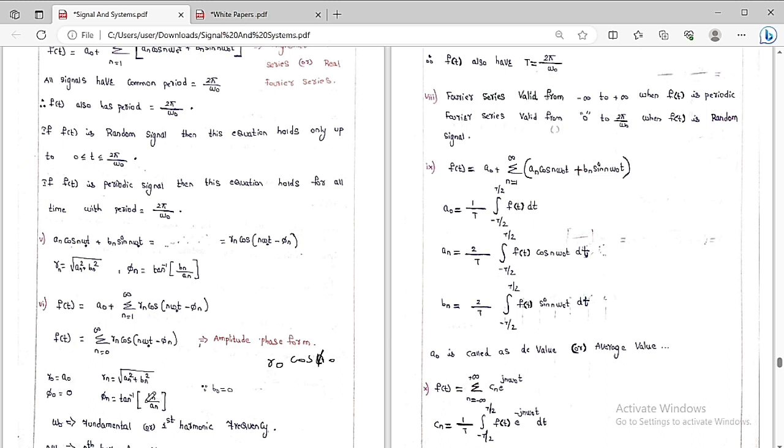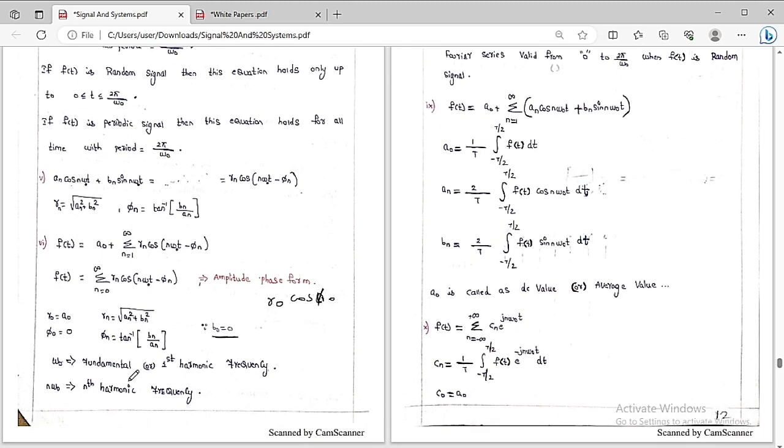Then as B naught is equal to 0, what is phi naught? Phi naught is equal to inverse tan of B naught by A naught. As B naught is equal to 0, phi naught is also equal to 0. Therefore R naught is equal to A naught and phi naught is equal to 0, because B naught is equal to 0 in this case. So finally f of t we can write as sigma n is equal to 0 to infinity Rn into cos(n omega naught t minus phi n), where R naught is equal to A naught and phi naught is equal to 0, because cos 0 is equal to 1. So you are going to get only the constant A naught if n is equal to 0 and B naught is equal to 0.